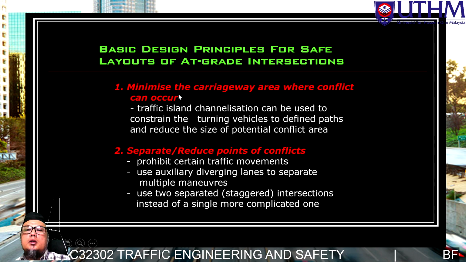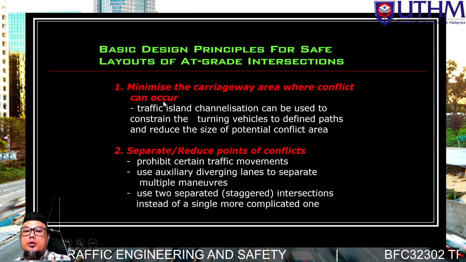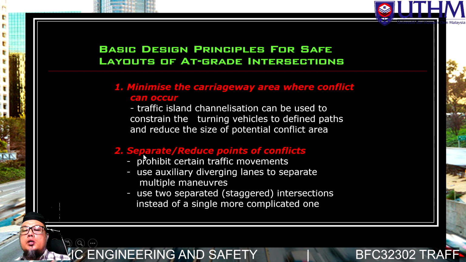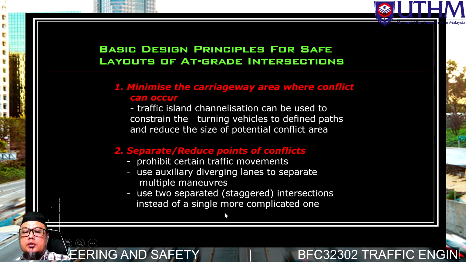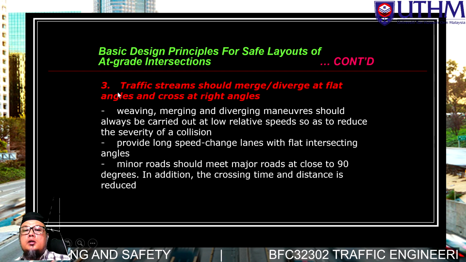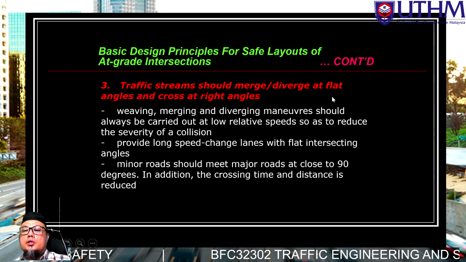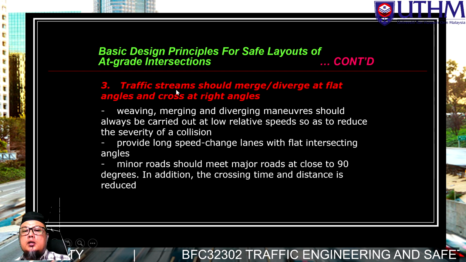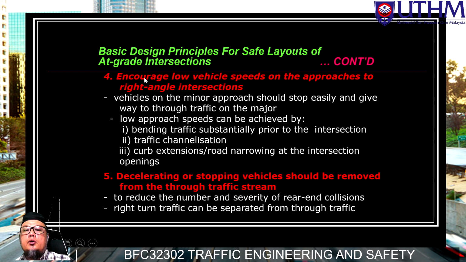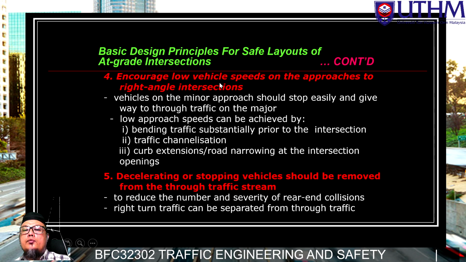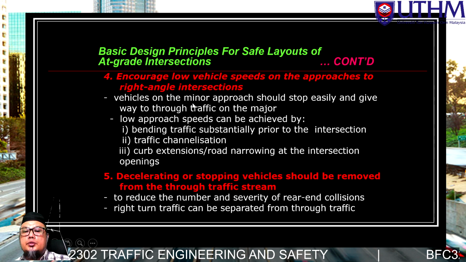Okay, first, minimize carriageway area where the conflict point occurs. Number two, separate or reduce a point of conflict. Okay, you can read this further. Three, traffic streams should be merged and diverge at a flat angle and cross at right angles. Four, encourage low vehicle speed on the approach to right angle intersections.